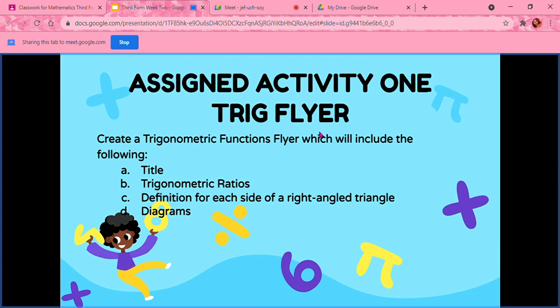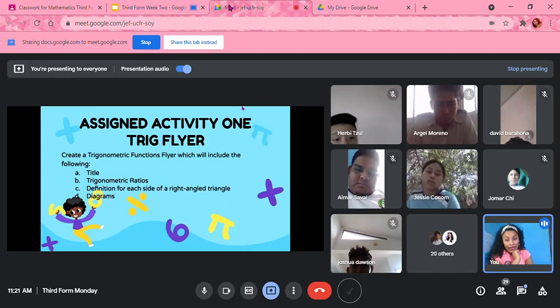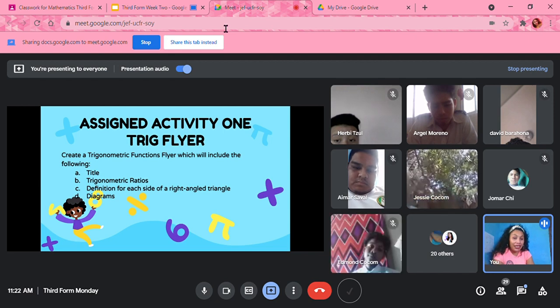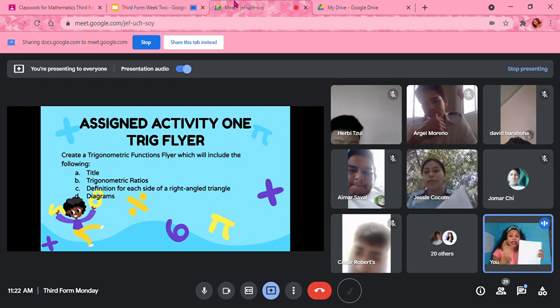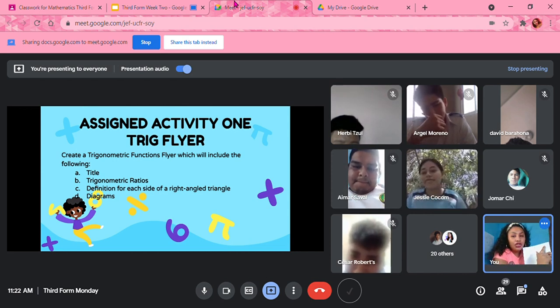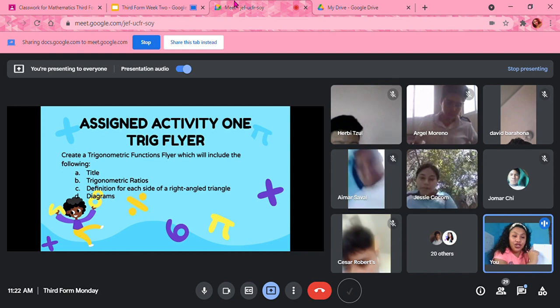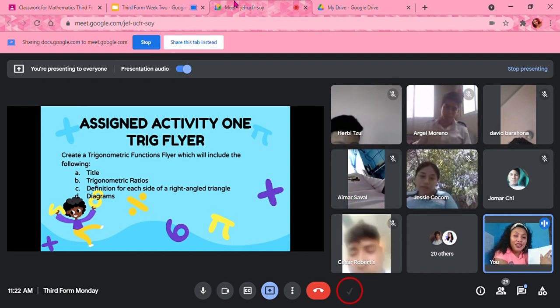You are creating a trig flyer. A flyer is a page size, a typing sheet size, letter size. That means the small typing sheet, right? On that flyer, you will be creating, you know what a flyer is, right? You are advertising something. So I expect to see some creativity on your little flyer. So one page size, you are going to write the topic, trigonometric ratios, and please spell it correctly.